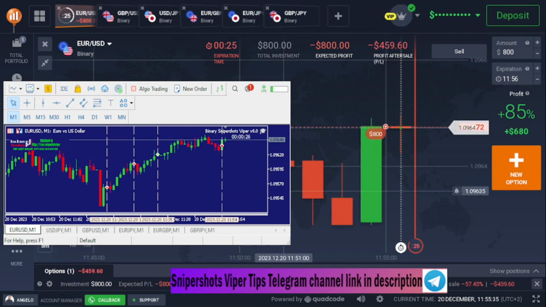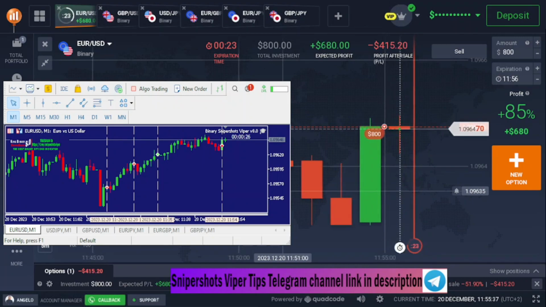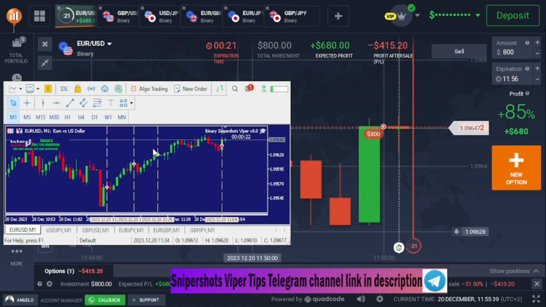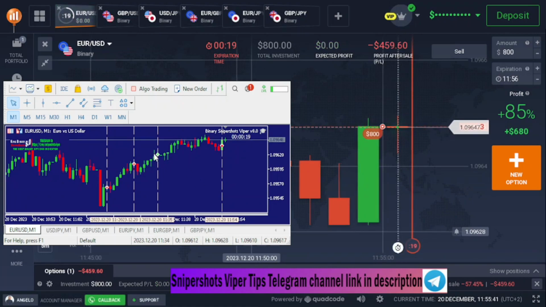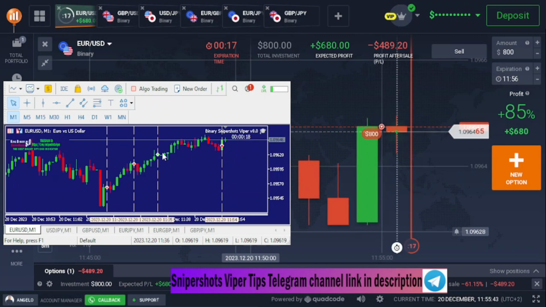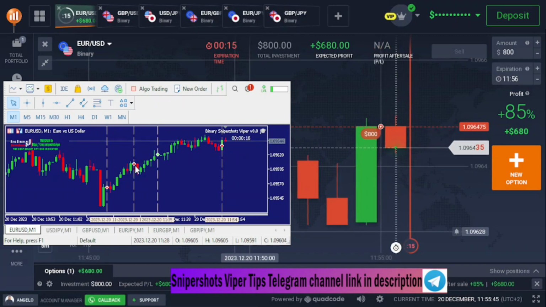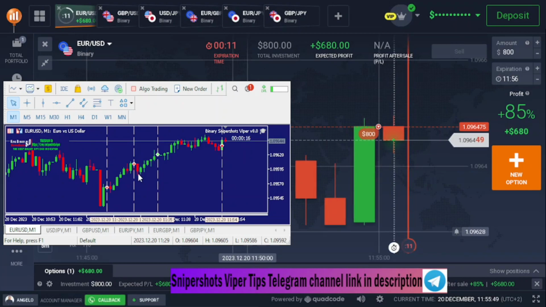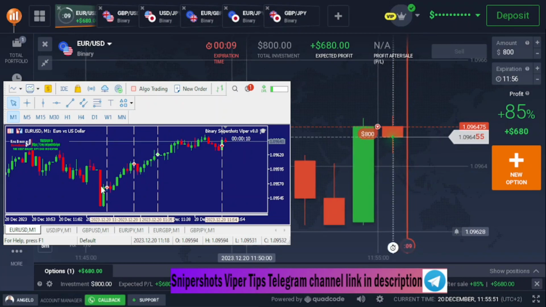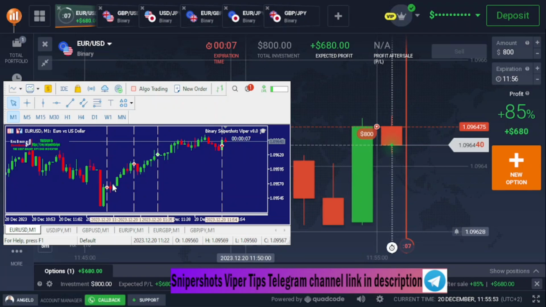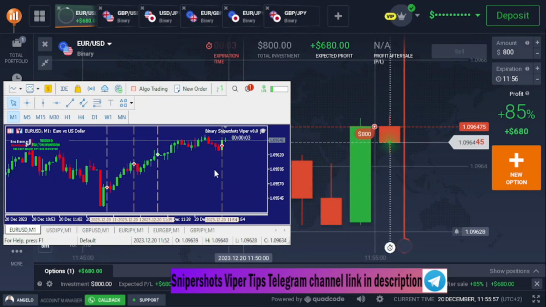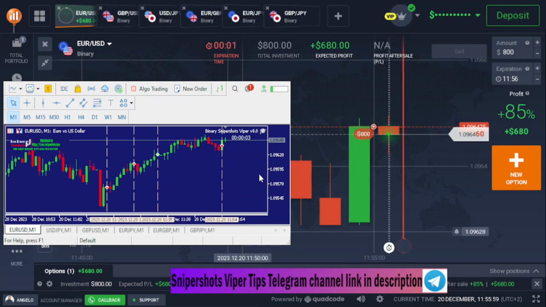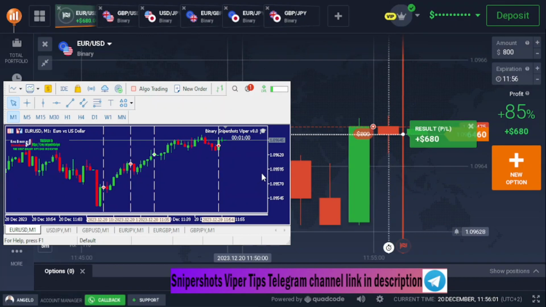but let's wait for the candle to close. Then we see here we had a buy signal and it made a draw. Here we had a sell signal and we made profit. Here we had a sell signal and we made profit on the next new candle. So this is how you use the indicator, guys.